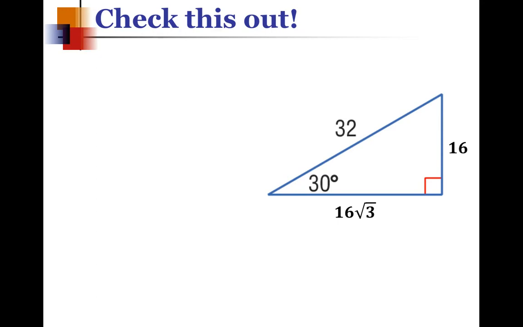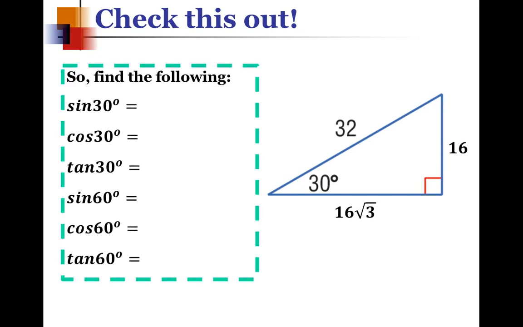Wow. So what if I asked you to find these values again? We did it for 30, and then we're also going to look at 60. So the sine of 30 is going to be, this is the opposite, this is the adjacent, this is the hypotenuse. For these three, that 30-degree angle is our point of view. So opposite 16 over 32, the sine of 30, we're getting 1/2. What about the cosine of 30? Adjacent over hypotenuse, 16 root 3 over 32. That's going to be root 3 over 2.